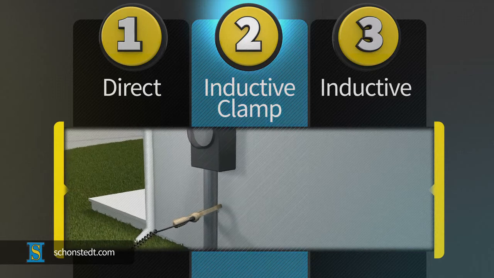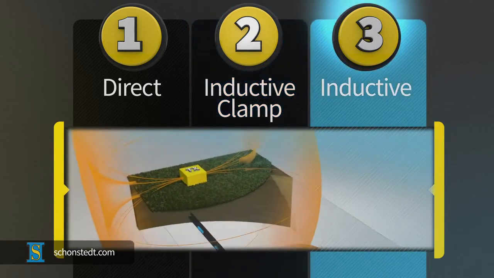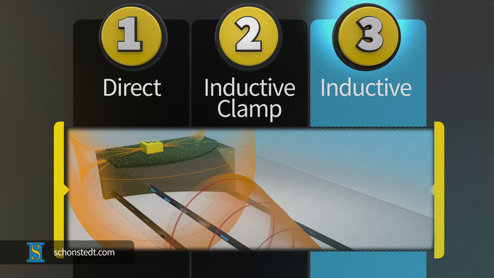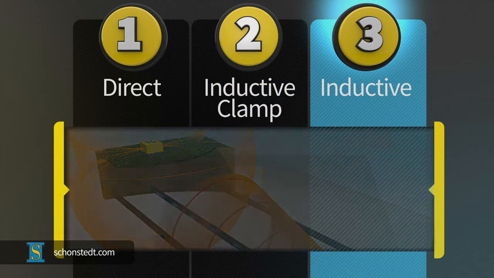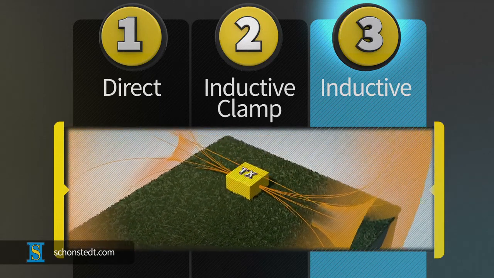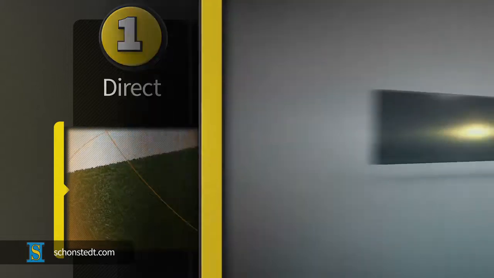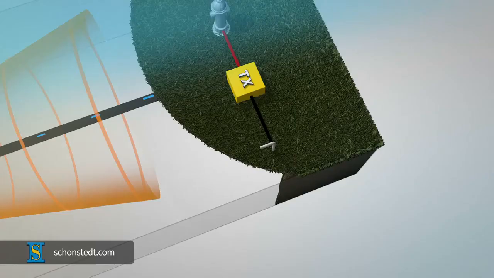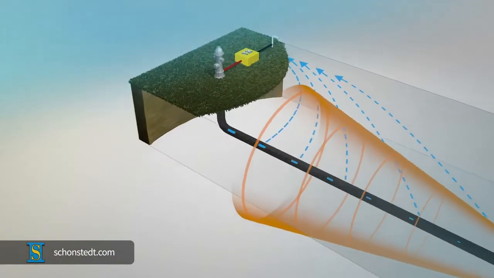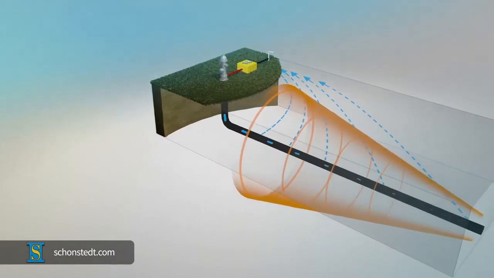The inductive mode is often referred to as the drop-the-box method because the transmitter's box is placed on the ground near the pipe or cable to induce the current. It produces far less current than direct or inductive clamp and should only be used when the other modes are not practical. With the direct method, you must make a direct connection to the pipe or cable being located. This concentrates the signal on the targeted line.